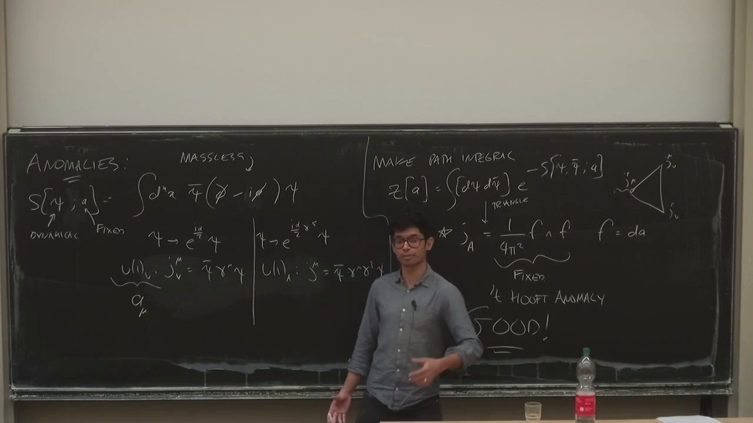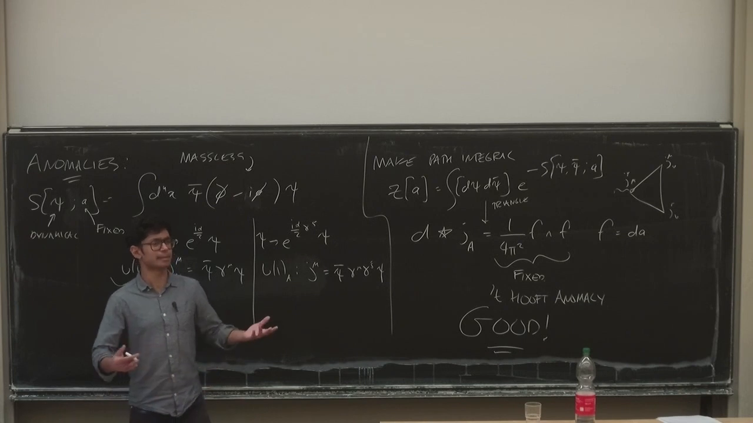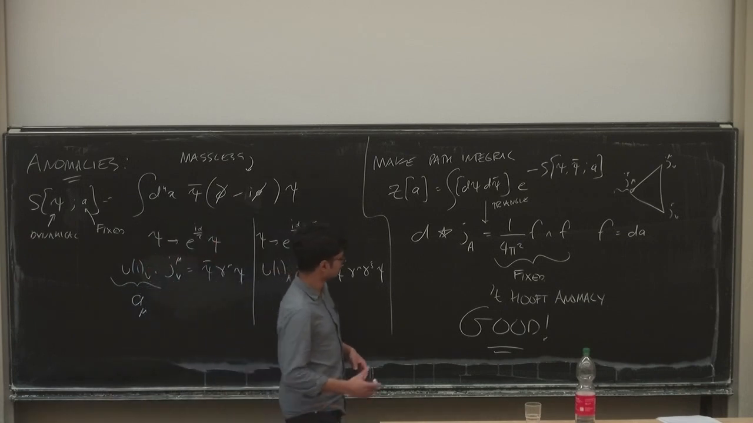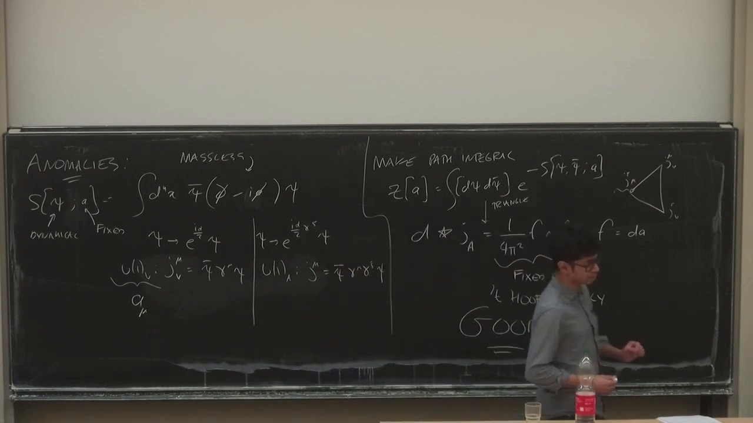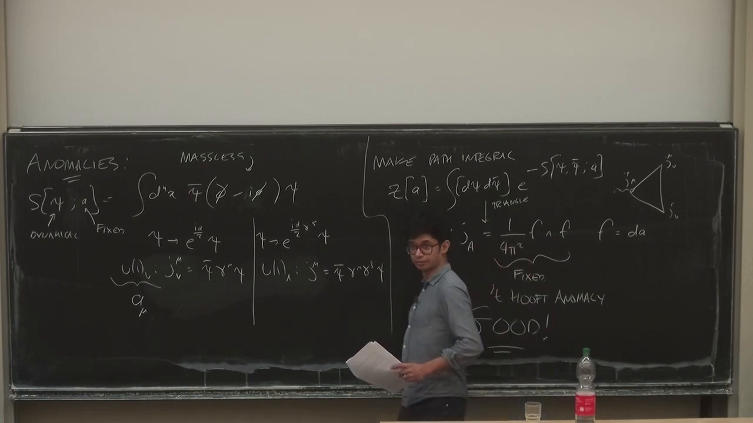So whenever you have a 't Hooft anomaly, you know you can never have a trivial gapped vacuum. That's an example of the kind of thing that you can do. So 't Hooft anomalies are cool. They're good things. Now this is not what I'm going to talk about. This is extremely well understood. I'm going to talk about something a little bit different.